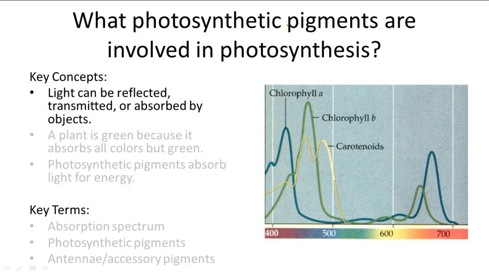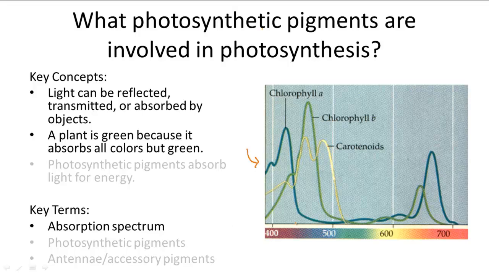So we can apply this to plants. Plants are green because they absorb all the colors but green. And they do this because there are certain pigments found in plants that have specific absorption spectrums that allow them to absorb all colors but green. So this is an absorption spectrum. It refers to a chart like this.